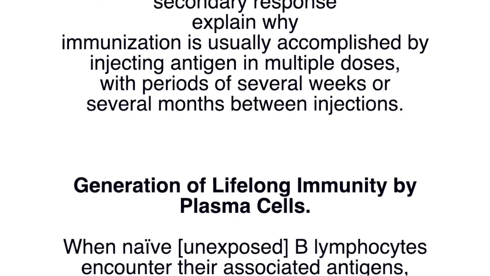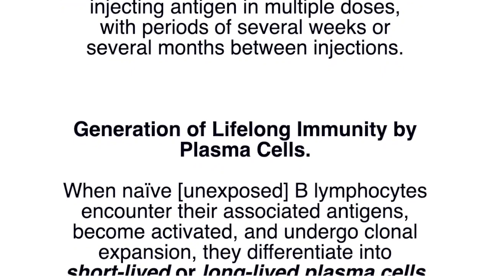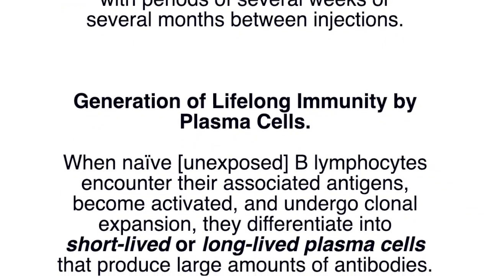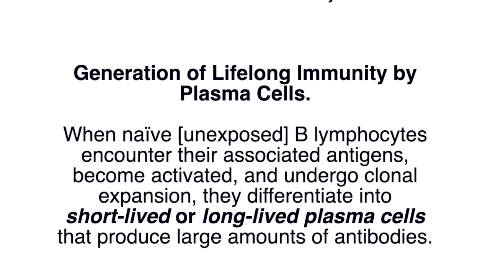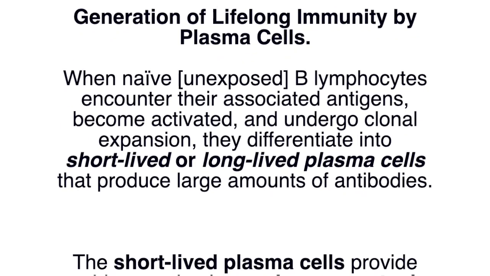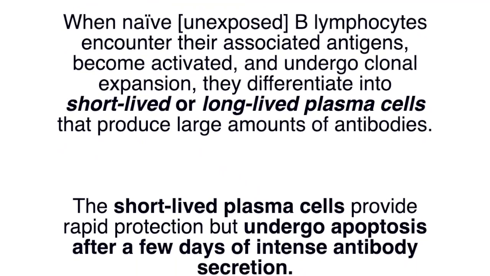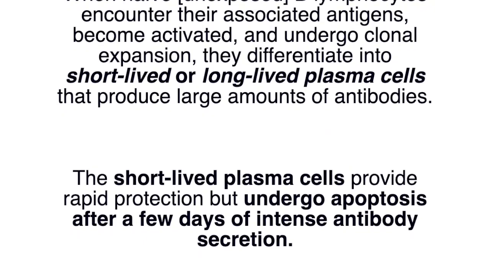Generation of lifelong immunity by plasma cells. When naive, that is unexposed B lymphocytes encounter their associated antigens, they become activated and undergo clonal expansion. They differentiate into short-lived or long-lived plasma cells that produce large amounts of antibodies.